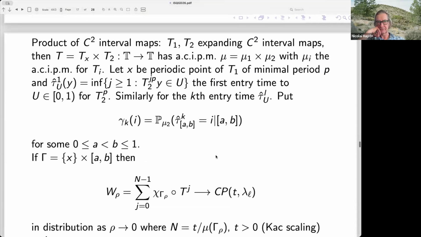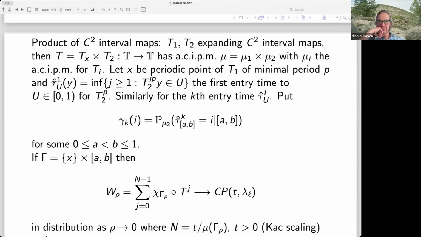Suppose you take a product of two nice maps, and one has a periodic point. So this is supposed to be a 1. T1 times T2, there's a typo. Each one has a measure. Take a product measure. So there's no coupling going on, nothing.